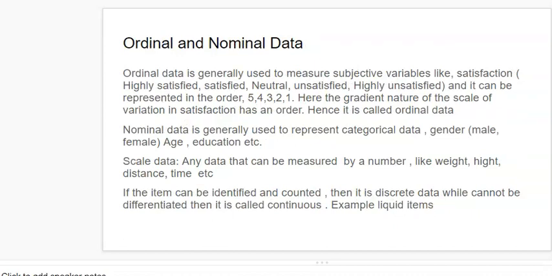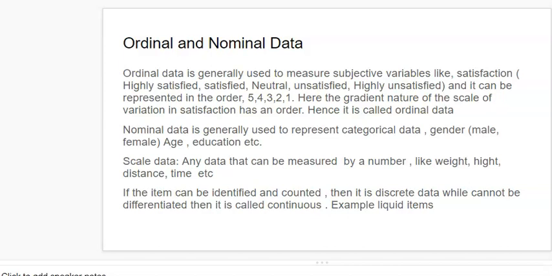Ordinal data and nominal data. Ordinal data means any data that can be arranged in an order. Generally, this data is used for subjective attribute measurements like satisfaction or happiness, etc. The general scale we use is called the Likert scale: highly satisfied, satisfied, neutral, unsatisfied, and highly unsatisfied. The numbers are 5, 4, 3, 2, 1. And an order is there. That's why it is called ordinal.